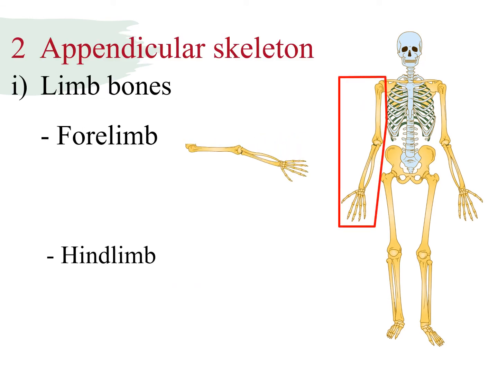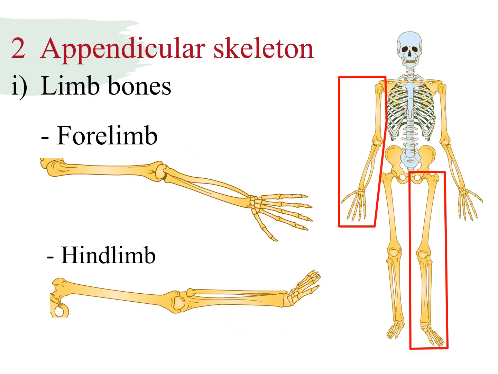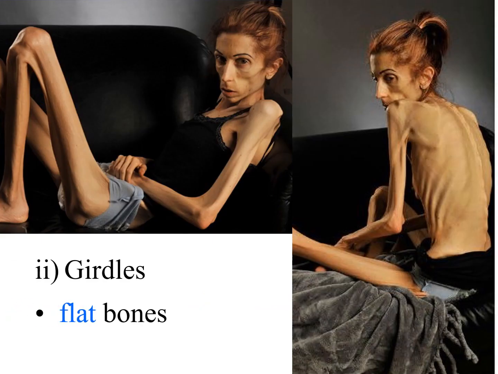There are two types of limbs, the forelimbs and the hind limbs. The forelimbs mean going forward, so they are the front limbs. The hind limbs mean behind, so they are the back limbs. For the forelimb and hind limb to attach to the axial skeleton, a bridge is needed. That bridge is called the girdle. It could be either the pectoral girdle or the pelvic girdle. They are some flat bones.